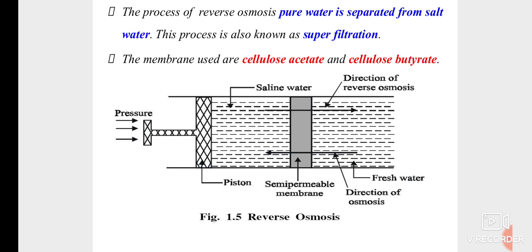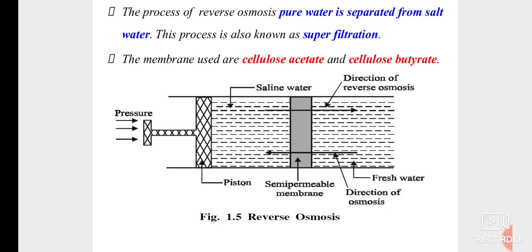So the direction of low concentration to higher concentration is osmosis. That is the direction of osmosis. Osmosis means the movement of the solvent from lower concentration to higher concentration side, that means fresh water to the saline water side. It is called osmosis. So generally osmosis means low concentration to high concentration side.